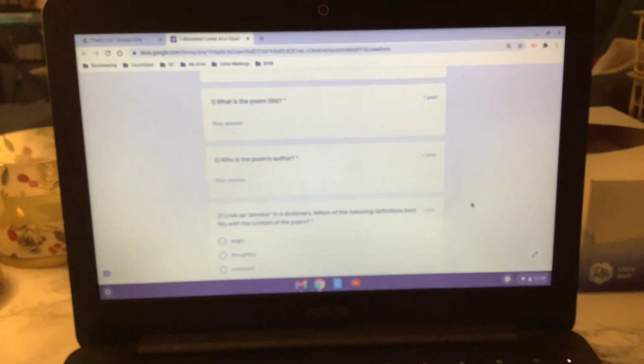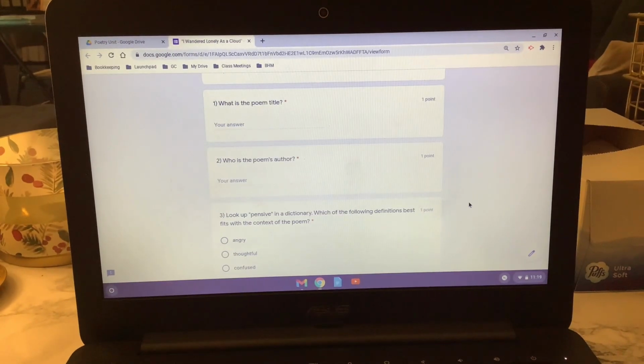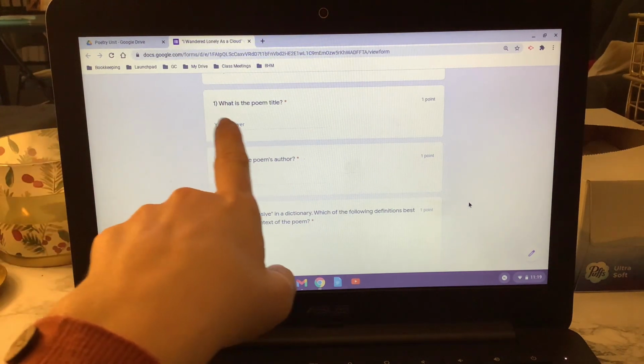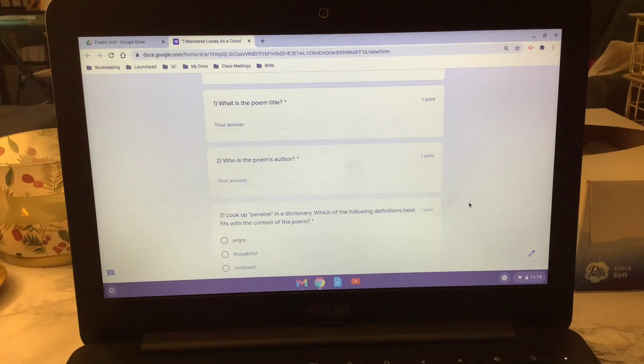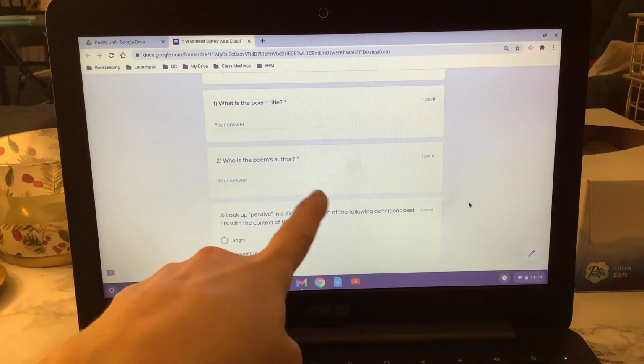So number one asks us, what is the poem title? As usual, you should be noticing this sort of familiar sequence of questions. Who is the poem's author? So again, the poem's title is, and then we need our quotation marks, as well as capitalizing all important words in the title. Who is the poem's author? We'd say the poem's author is.